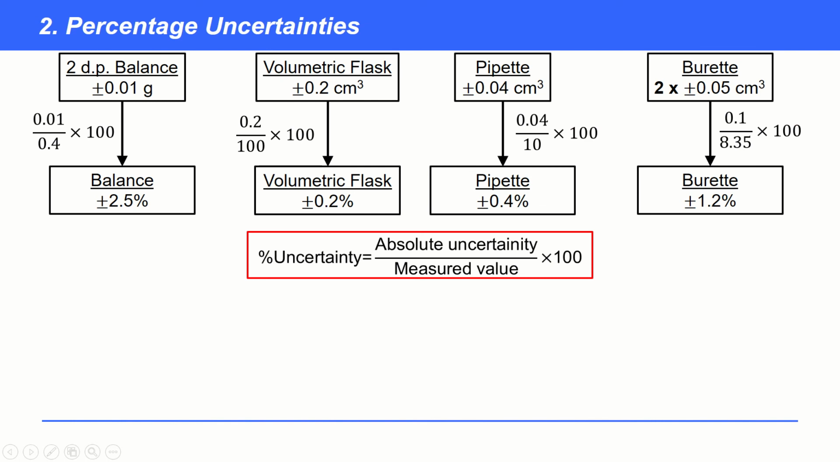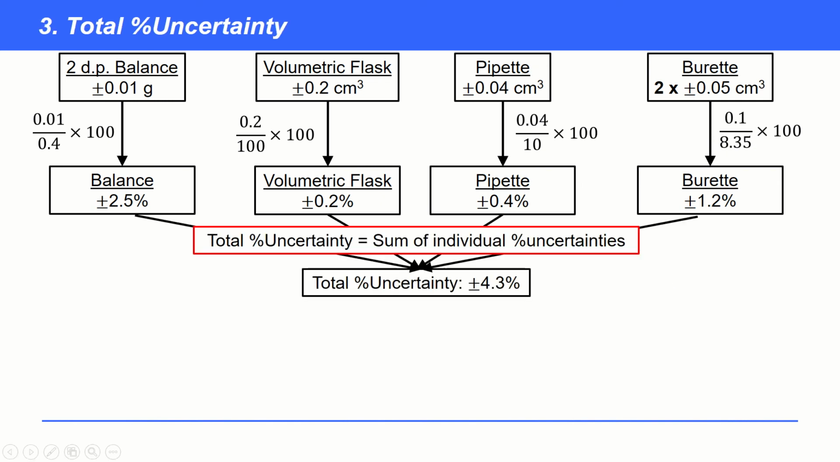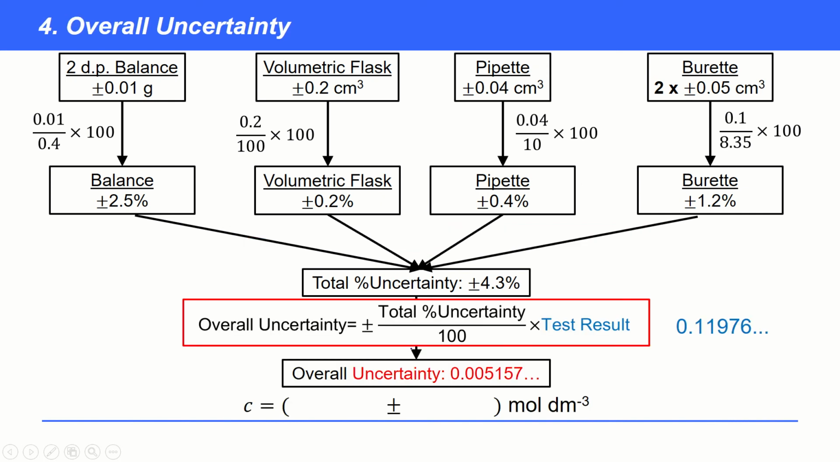Then you next find the percentage uncertainties using the formula shown at the bottom. And just a reminder of the way you might have tripped up: when you were doing the burette, the measured value is the titre, not the final or the initial reading. Then you sum up the percentage uncertainties to get the total percentage. It turns out to be 4.3%. And then you divide that value by 100 and multiply by the test result to get an uncertainty of plus or minus 0.05157 and so on and so forth.